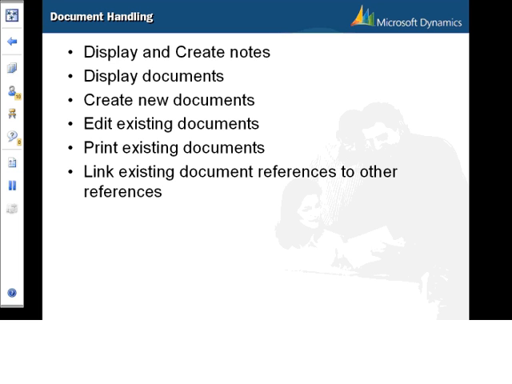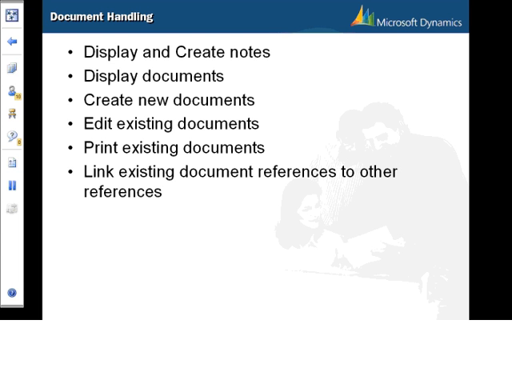create notes, display documents, create new documents, edit existing documents, print existing documents, link existing document references to other references. When a record has a document attached, the document handling menu item will have a check mark next to it, and the document handling icon on the toolbar will be selected.